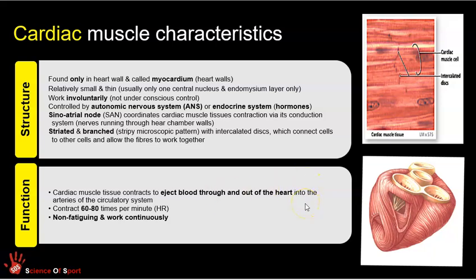The other thing that can affect the heart muscle or myocardium contracting is our endocrine system. So that's things like hormones, and you may know of a hormone called adrenaline, which can have an impact on how fast our heart contracts or how quickly the myocardium contracts. So we've got very specialized tissue only found in the wall of the heart. It's called the myocardium. It works involuntarily or not under conscious control. It's controlled by the autonomic nervous system, so nerves making it contract, or hormones like adrenaline.